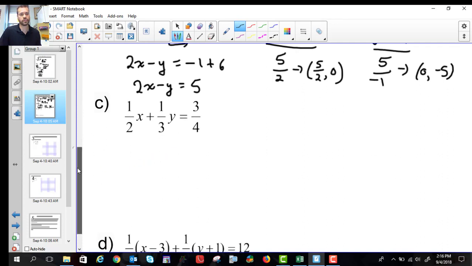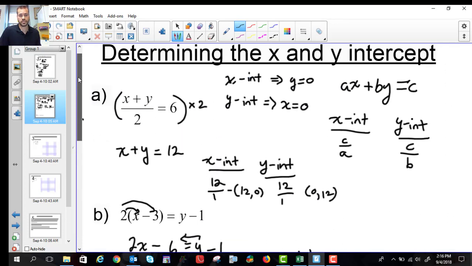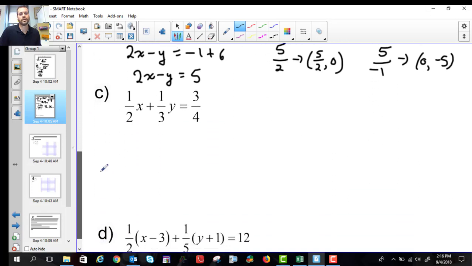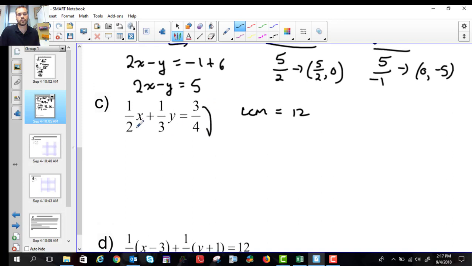So that's how you deal with a fraction that's just one fraction. That's how you deal with things that are brackets. This one's interesting because it comes back to what I was talking about earlier. There are 3 different denominators here. So the least common multiple of 3, 4, and 2 is 12. So I'm going to multiply this whole equation by 12. All right? So we just have to be careful.